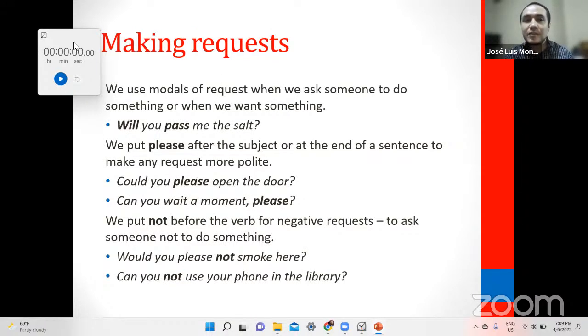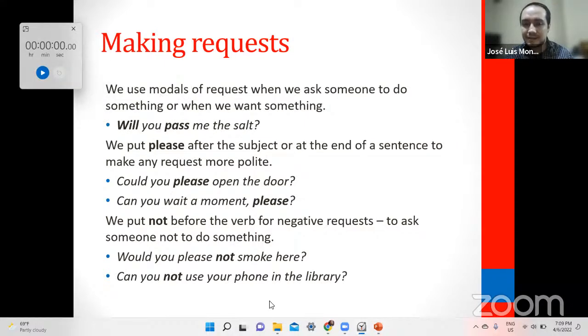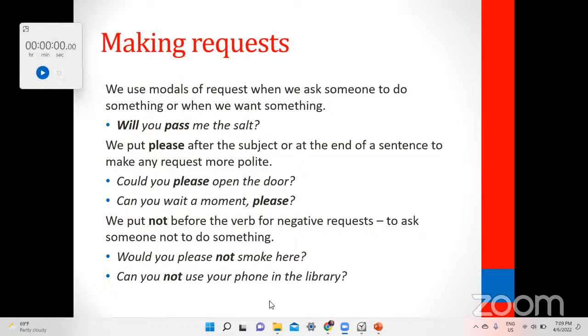And Daniel, this is going to be for you, please, Daniel, making requests. Okay, we use modals of request when we ask someone to do something or when we want something. Will you pass me the salt? We put please after the subject or at the end of a sentence to make any request more polite. Could you please open the door? Can you wait a moment, please? We put not before the verb for negative requests to ask someone not to do something. Would you please not smoke here? Can you not use your phone in the library?